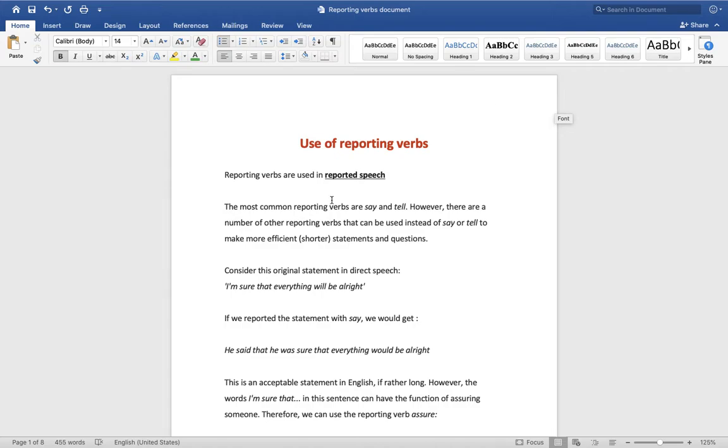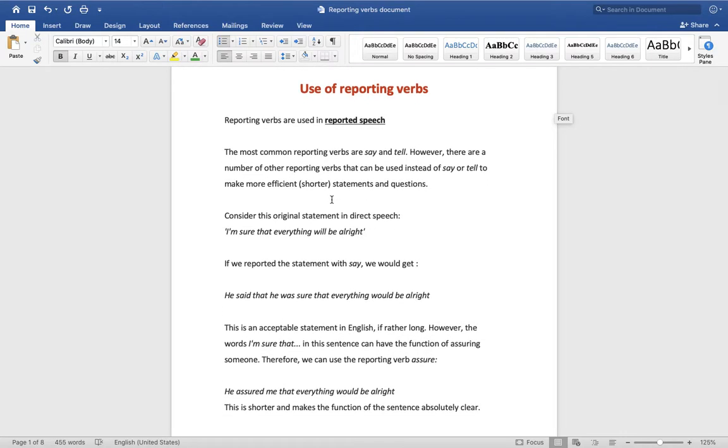So I'm going to start with the definition so that you first understand why we are using reporting verbs. Here it says, reporting verbs are used in reported speech. That is simple, that is clear, but maybe doesn't say much, right? So moving on, the most common reporting verbs are say and tell. Those two are the ones you've been using so far.